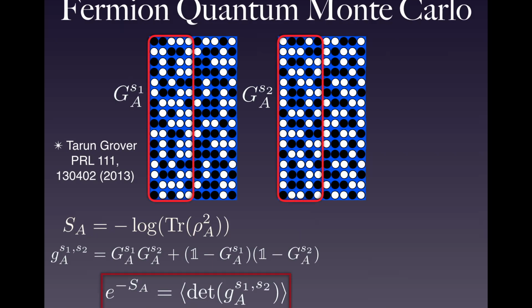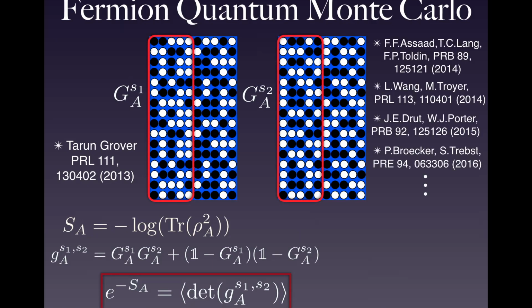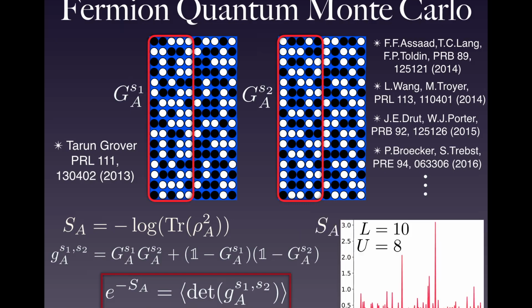Now, all you have to do is to average the determinant of this Grover matrix. And the average is taken over the Hubbard-Stratonovich field configurations. So this is really elegant, and lots of people have used this to compute entanglement entropy and also introduced other methods. But the real limitation is that it suffers from rare events. So the observable has a long tail distribution.